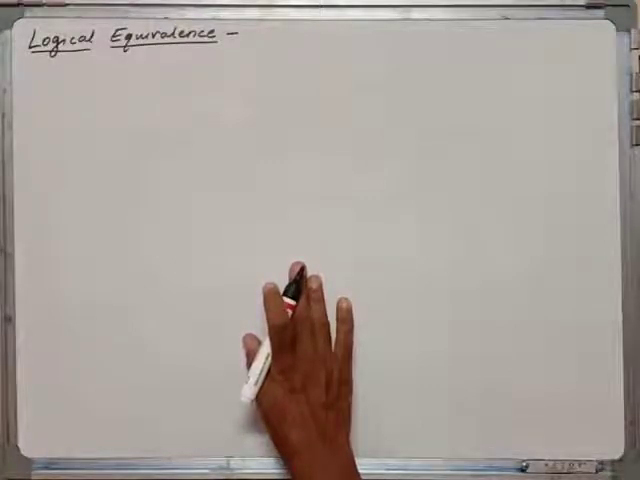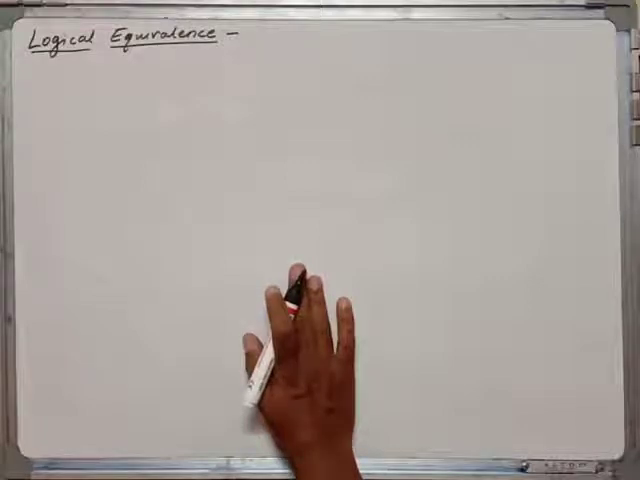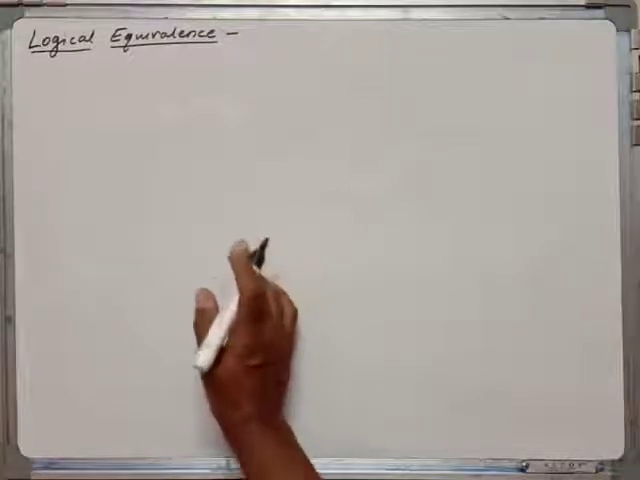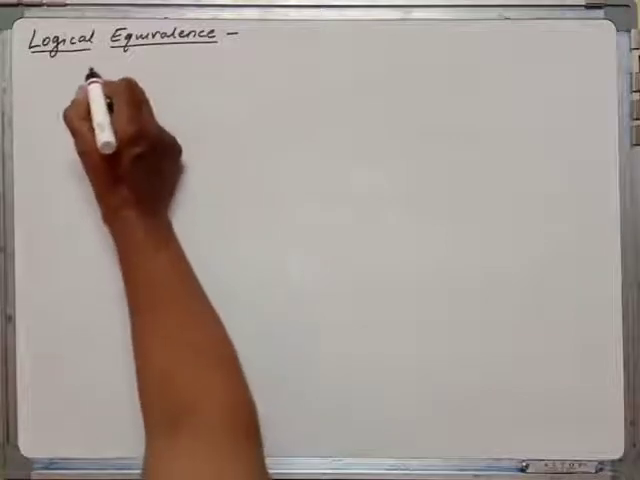Now in this video we have to see about logical equivalence. So here two statements or two propositions are given. Two compound propositions, meaning these are connected by logical connectives, are said to be logically equivalent if they have the same truth values in all possible cases. Let me write the definition first.